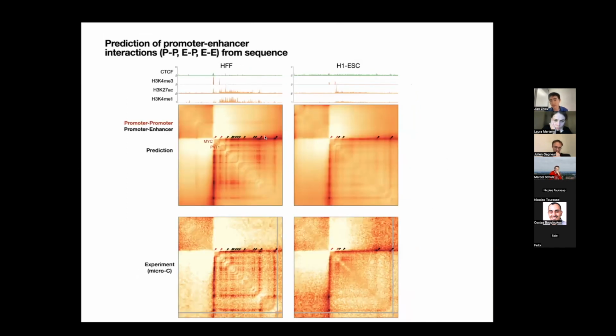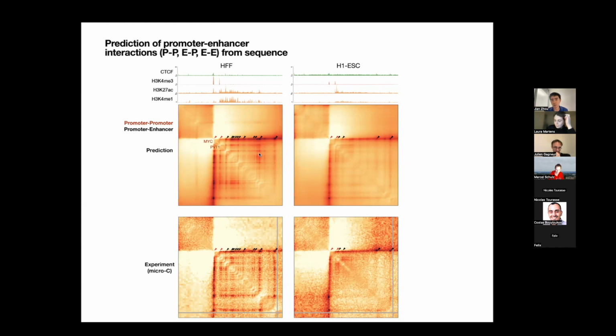And this is another example of, again, different types of interactions, so interactions between promoters and enhancers, right? In this case, it's also a highly cell type specific interaction, and the model is also capable of capturing much of the structures of the enhancer promoter interactions in a cell type specific way. So we now see that the model can predict all those different types of interactions and across different scales, right?